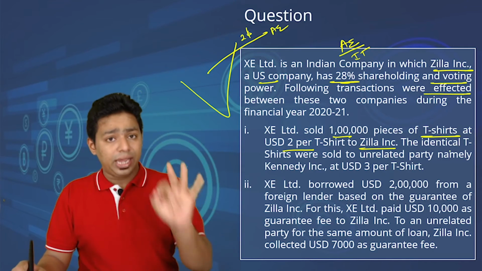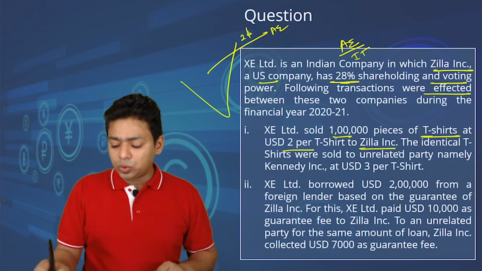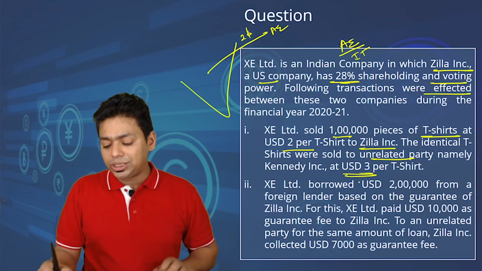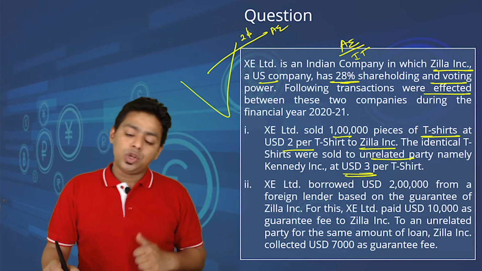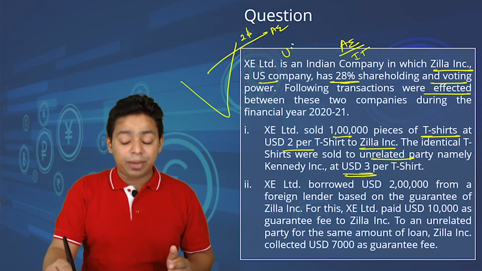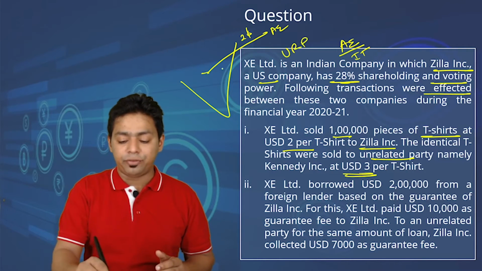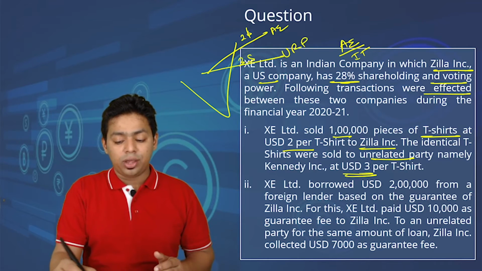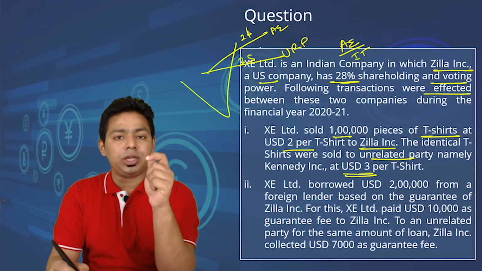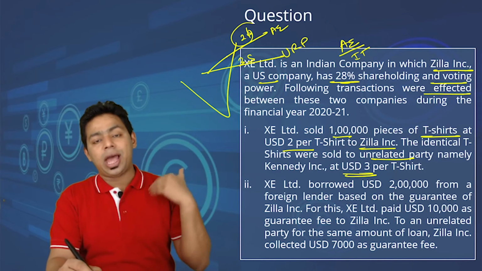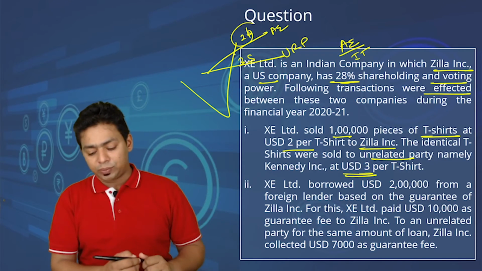The identical, exactly the same t-shirts were sold to the unrelated party, namely Kennedy Inc., at USD 3 per t-shirt. So whenever you are making a sale to an unrelated party, you are selling at $3, meaning thereby that for each t-shirt we are losing $1 of revenue, and that much amount we will add back when we do the TP adjustment.